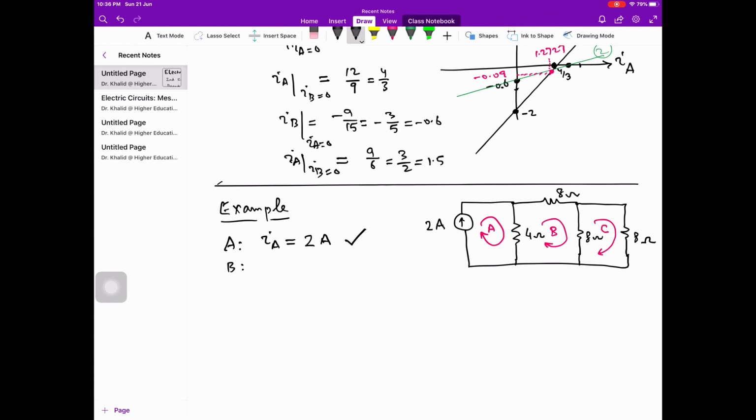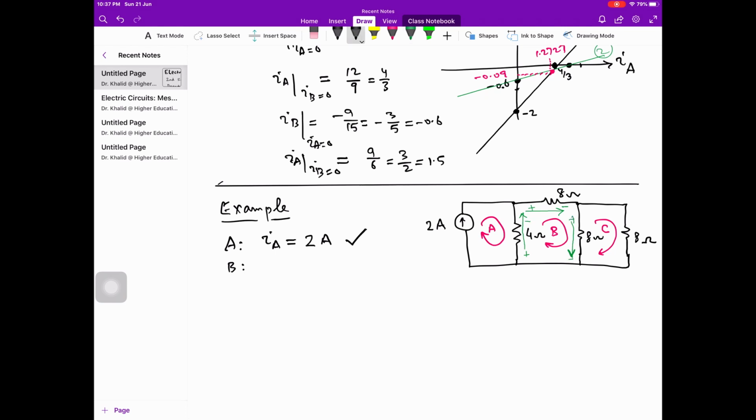And now mesh B. We use the same method. We start from here. Look at the circuit diagram and see which current is flowing through this. Only IB is flowing through this, and the voltage polarity is as shown. What is the net downward current flowing through this 8 ohm resistance? This is IB minus IC. And what is the net upward current flowing through this 4 ohm resistance? This is IB minus IA, because we are following the direction of the current of mesh B. So the polarity is shown over here.